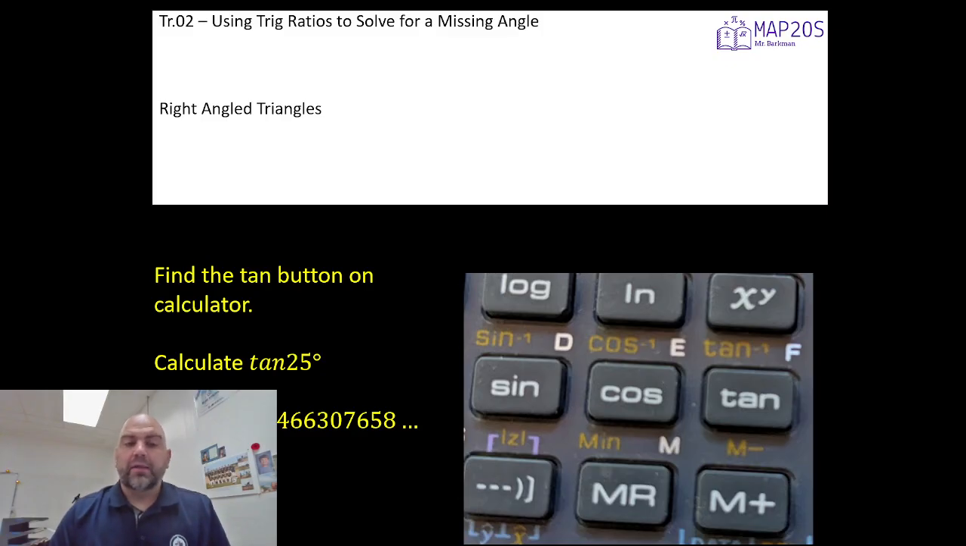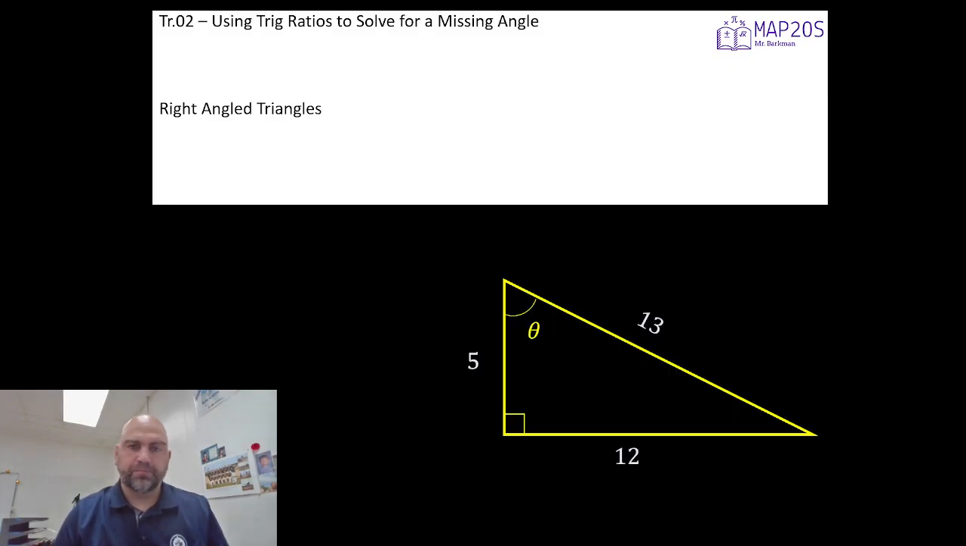Okay, so tan of 25 will give us this ratio. Now, what we know about this ratio as well is that if we take the opposite and adjacent sides of our triangle and divide them, it's going to give us 0.466307658, and then more decimal places afterwards.